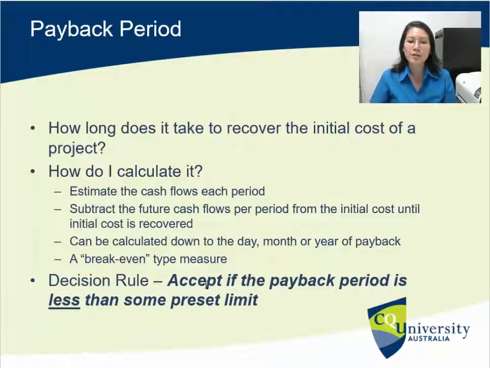The decision rule is to accept the project if the payback period is less than your preset or acceptable limit. So if we calculate a payback period of 2.5 years and our acceptable payback period is 3 years, then we would accept that project. If our acceptable payback period was only 2 years, then we wouldn't, because 2.5 is longer than the acceptable payback or preset limit.